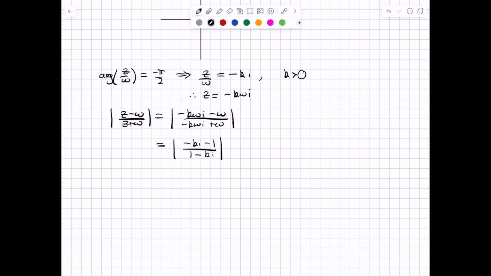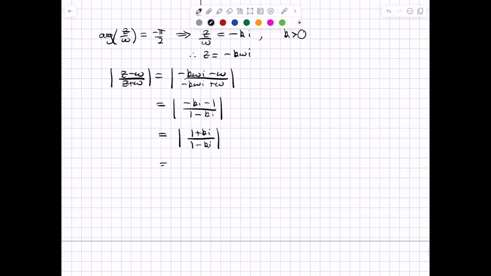Now what I'm going to do is factor out a negative 1 from the numerator, and that'll get swallowed up by the modulus. And so I have 1 plus ki, and in the denominator I have 1 minus ki. Now 1 minus ki is the conjugate of the numerator, 1 plus ki. So I'm going to write this as 1 plus ki divided by the conjugate of 1 plus ki, and I'm taking the modulus of this.